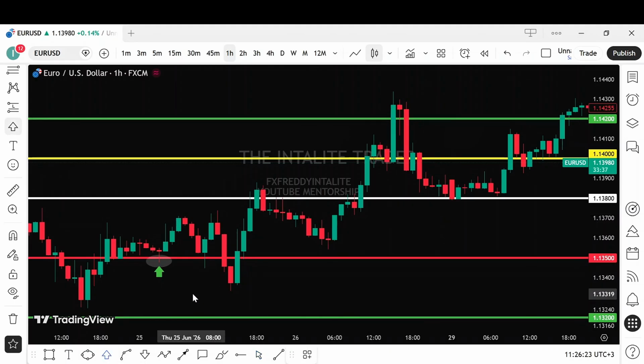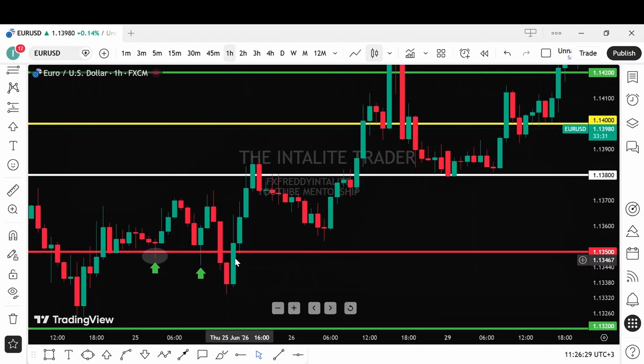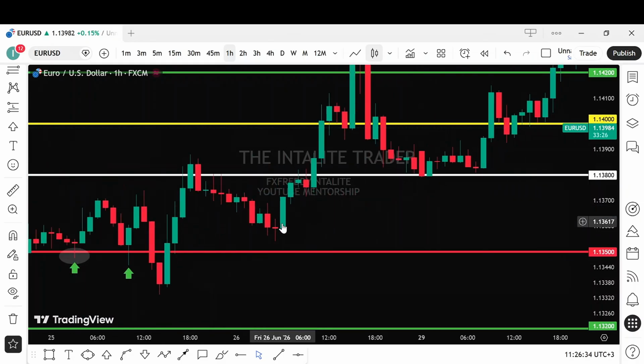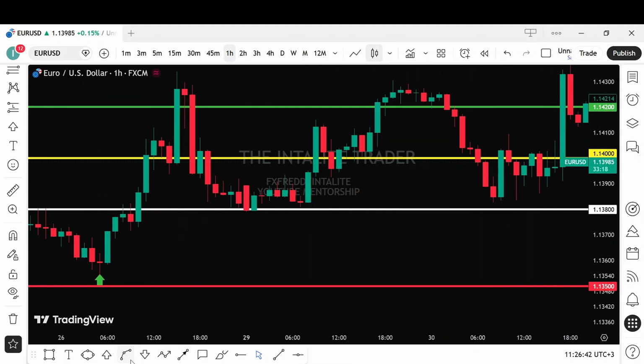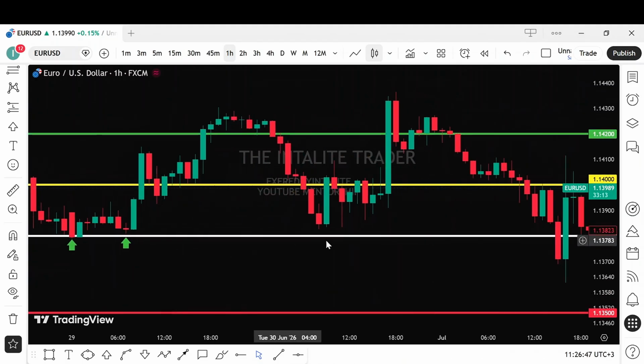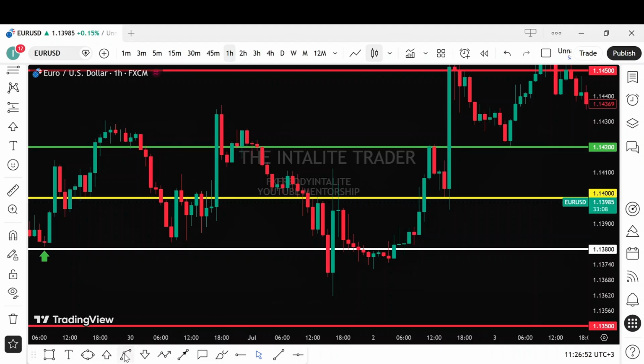Again, price showing rejection here. Price came down, but it later went back. Look at this, price is rejecting the level. The same thing applies to this here. The level holds. The same thing applies to this. If you look at these rejections here, the market is rejecting, going up, the level holds.